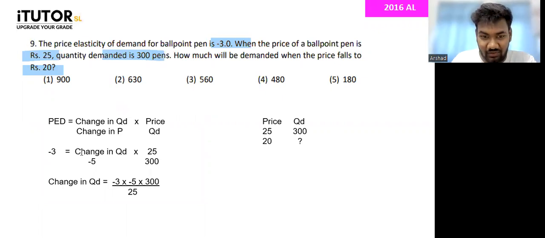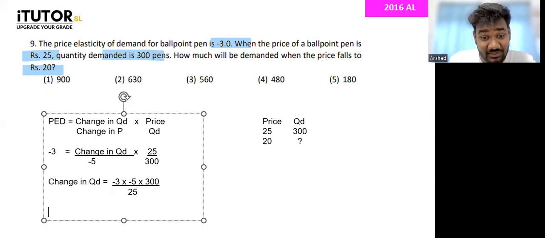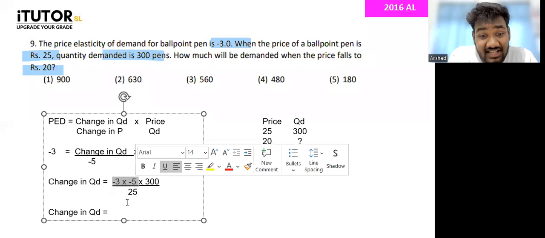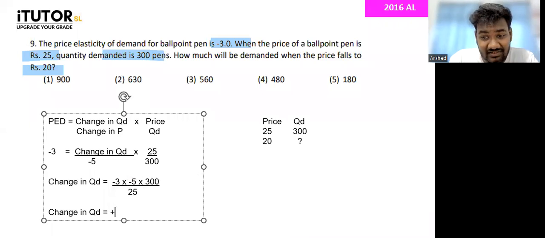Okay, guys, I'm hoping you all figured this out, right? How I moved this from this side to this side. Okay, no? That's basic maths. I took the 5 into this side. Denominator became numerator. 300 became here. 25 came down. So how much do I get, guys? Change in QD. Be very careful. Tell me, is it a plus or a minus? Be very careful. There are two minuses. So minus multiplied by minus becomes a plus. Right? So -3 into -5 becomes a plus. So it is a plus how much? Change in QD is a plus 180.